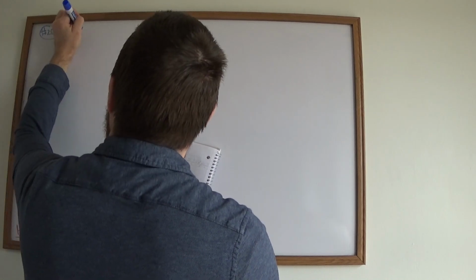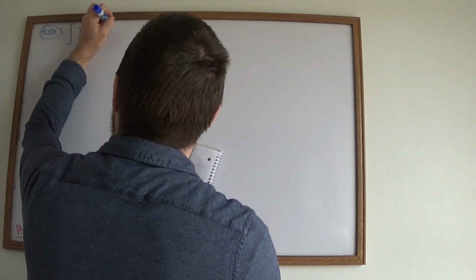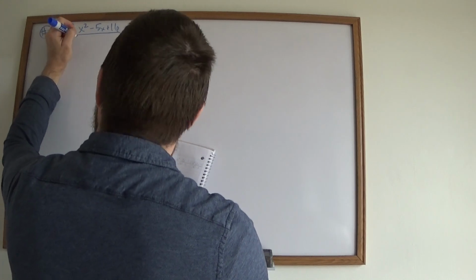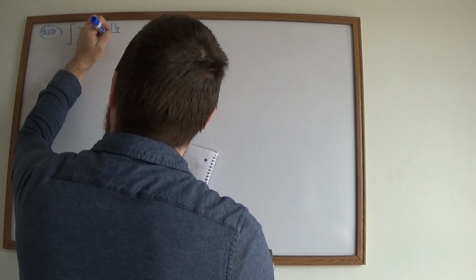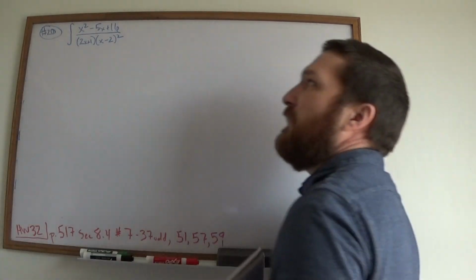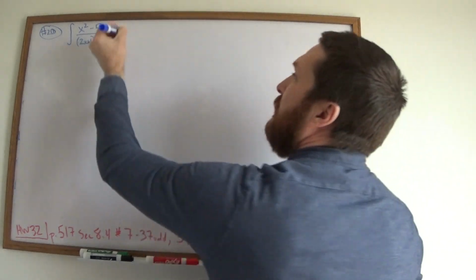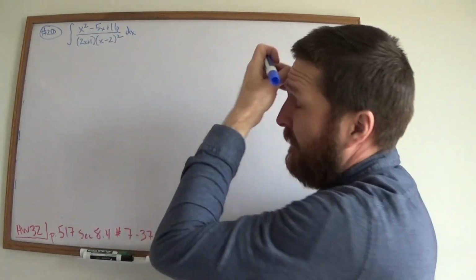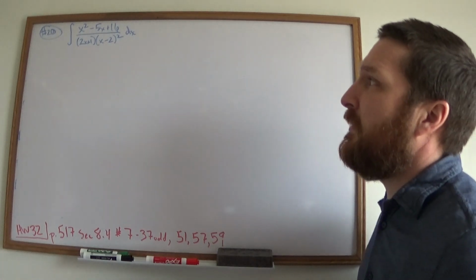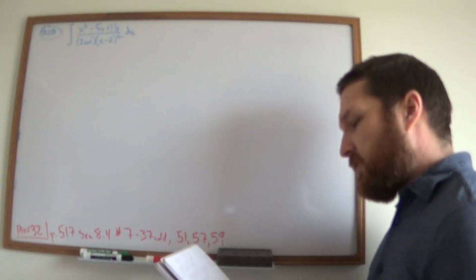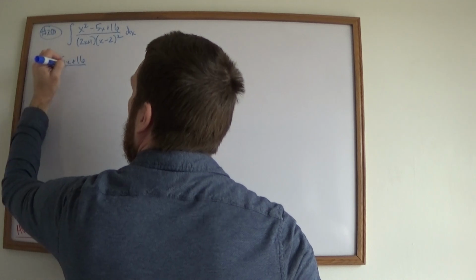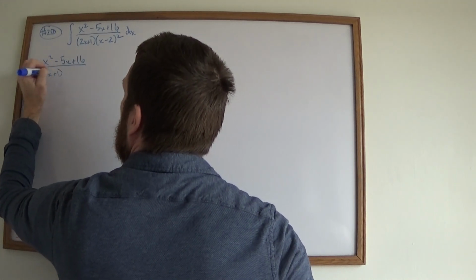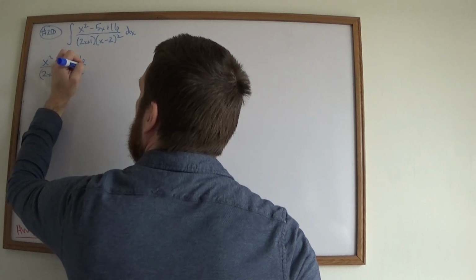So here's case 2, number 20. We have x squared minus 5x plus 16 all over 2x plus 1 times x minus 2 squared. Linear factors, but one of them is repeated. They're all linear, there's no quadratics down there, but one of them is repeated. So the thing we're going to do is the same kind of thing: 2x plus 1, x minus 2 squared.